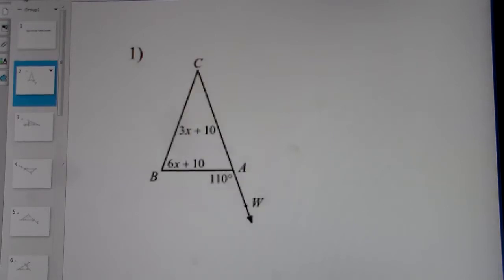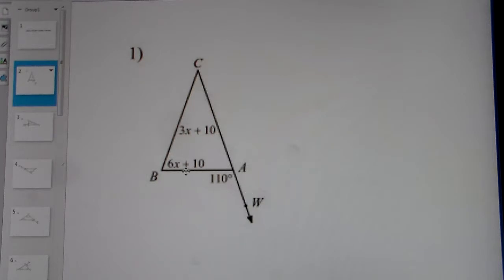Alright, so the first problem we got here is this one right here. We have an exterior angle outside this triangle of 110, and the two interior angles are 6x plus 10 and 3x plus 10. Notice these angles, they're not the adjacent angle to this exterior angle. It's the two opposite angles of the triangle.